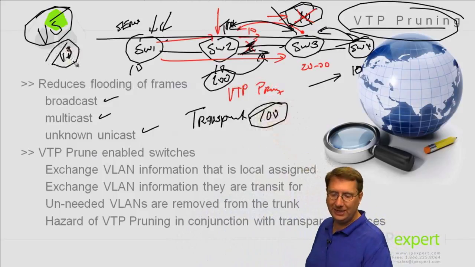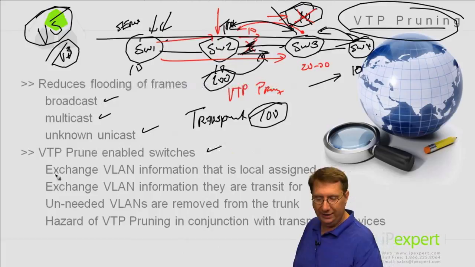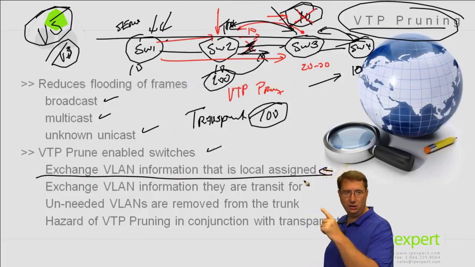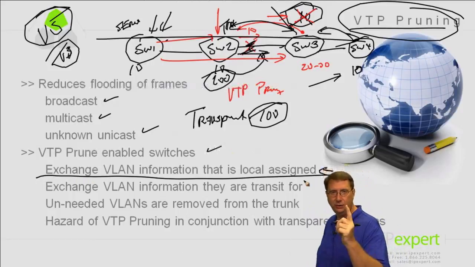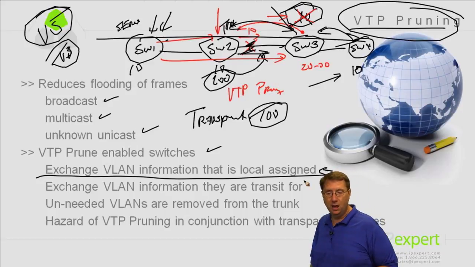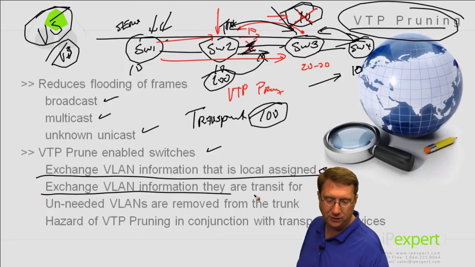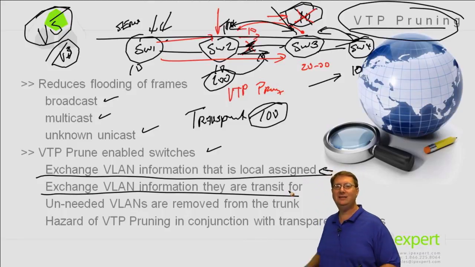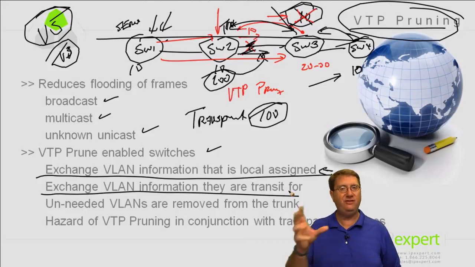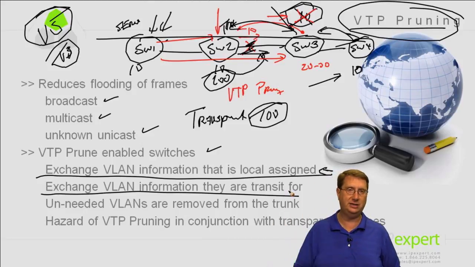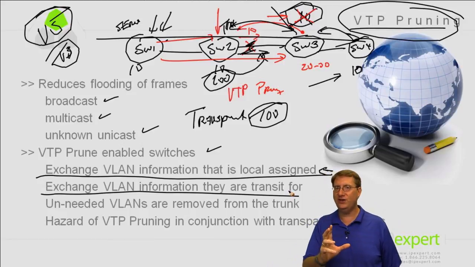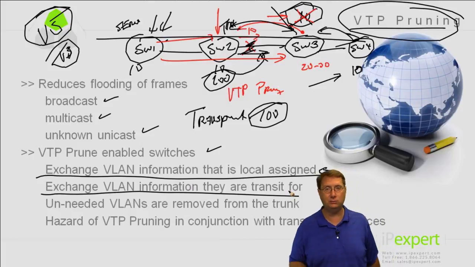So when we look at VTP enabled switches, it is going to exchange VLAN information that is locally assigned. That means if I create a VLAN on a switch, the switch is going to say, I need to communicate the fact that that VLAN exists in my database locally to my neighbors. It's also going to have to notify its neighbors about the VLANs that it's transit for. Remember that scenario where SW4 said I want VLAN 100, but VLAN 100 has not been locally configured on SW3. SW3 is going to receive that request and realize that it needs to transport this VLAN, so it's going to actually send it out. So that will also be communicated.